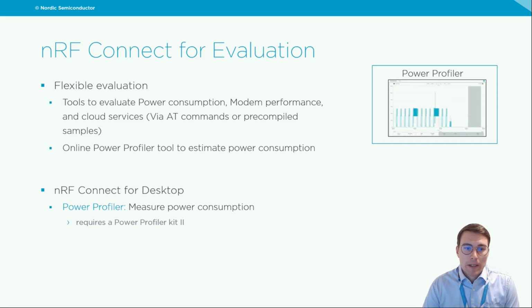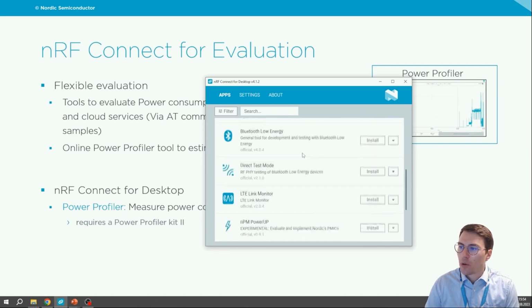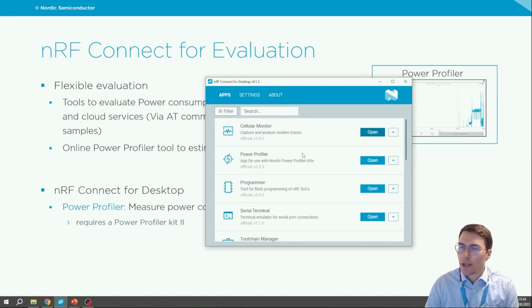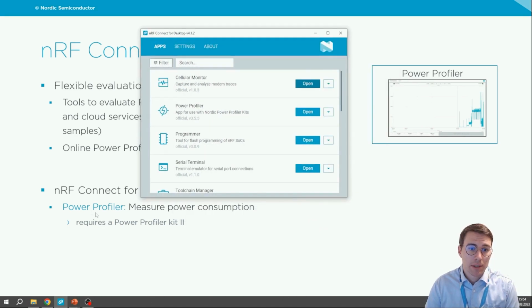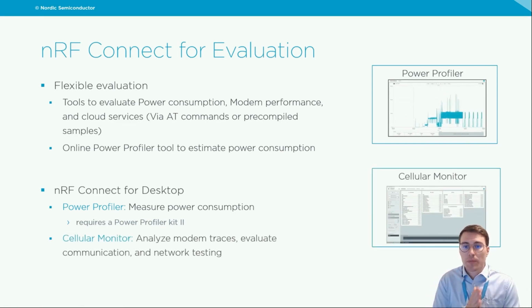This is based mainly on the different parameters the network provides you, and they don't provide always the same parameters basically. On the desktop side, we have nRF Connect for desktop, which is a launcher tool including all the different helpful desktop tools for our customers. And one of them is this power profiler, which you use to measure power consumption.